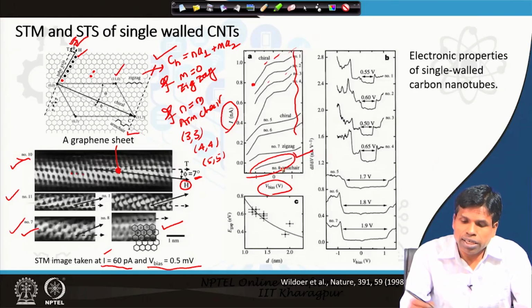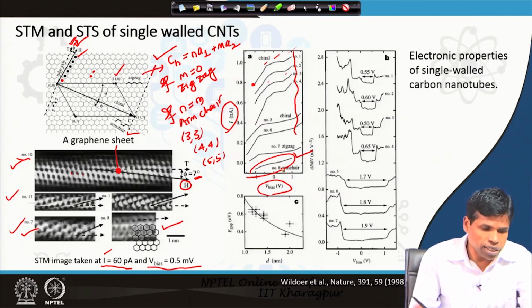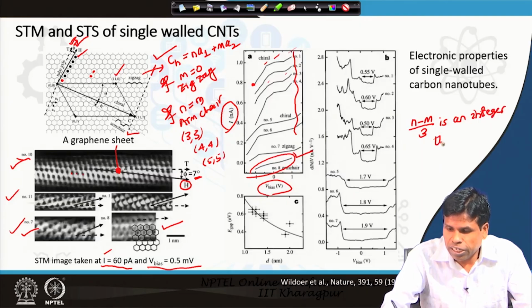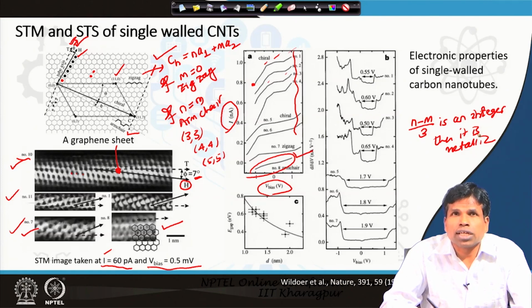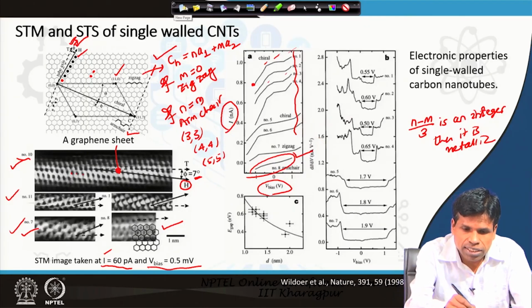Normally one can know whether these nanotubes are metallic or not: if (n minus m) divided by 3 is an integer, then it is a metallic tube. So, one can actually measure such information, whether it is a metallic tube or a semiconductor tube, using this scanning tunneling spectroscopy. And this is the dI/dV data on the right side.